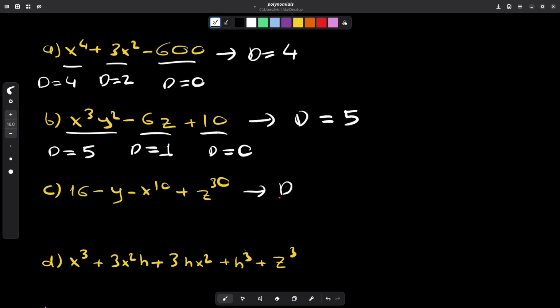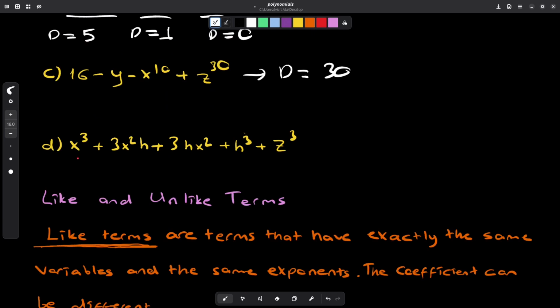Let's do it without writing it one by one. Degrees are 0, 1, 10, 30. 30 is the greatest number, obviously. Degree is 30. For x cubed, the degree is 3. The degree is 3 because I add. The degree is 3 again. So therefore, the degree is 3.